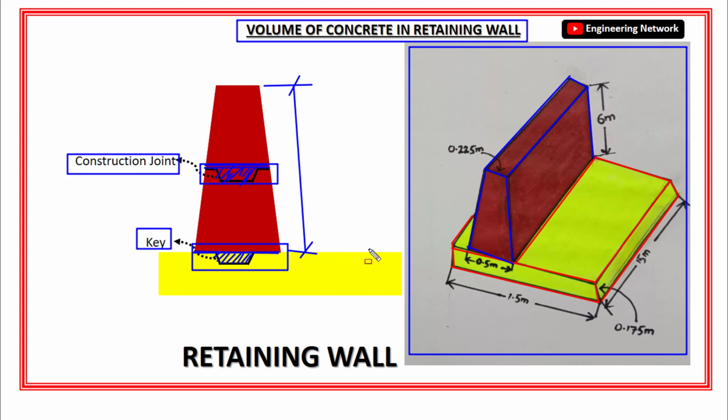Now let's discuss the dimensions of this retaining wall. So as you can see, the width of the base slab is 1.5 meter. Length of the retaining wall is 15 meter. The bottom width of the stem is 0.5 meter and the top width of the stem is 0.225 meter. And also the height of the stem is 6 meter and the height or thickness of the base slab is 0.175 meter. Okay, so this is the simple and brief description of this retaining wall.